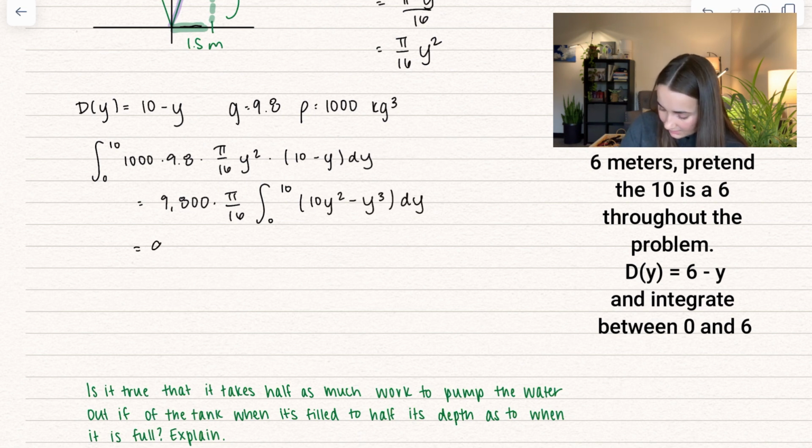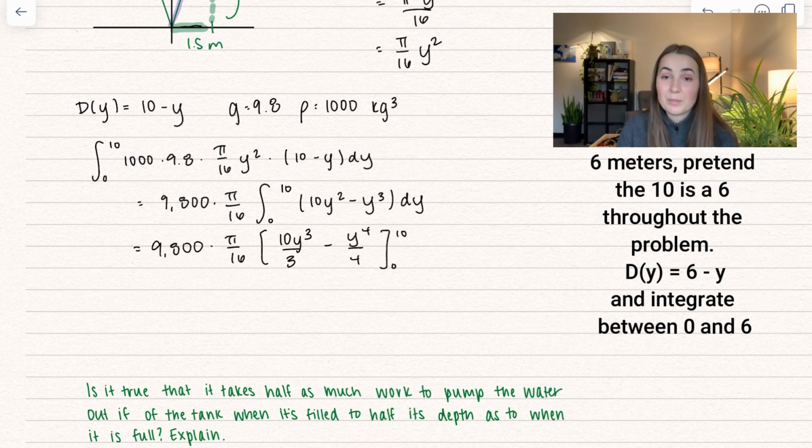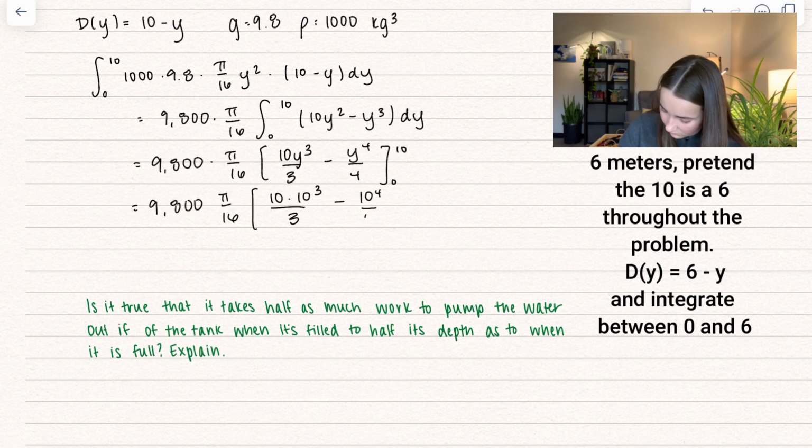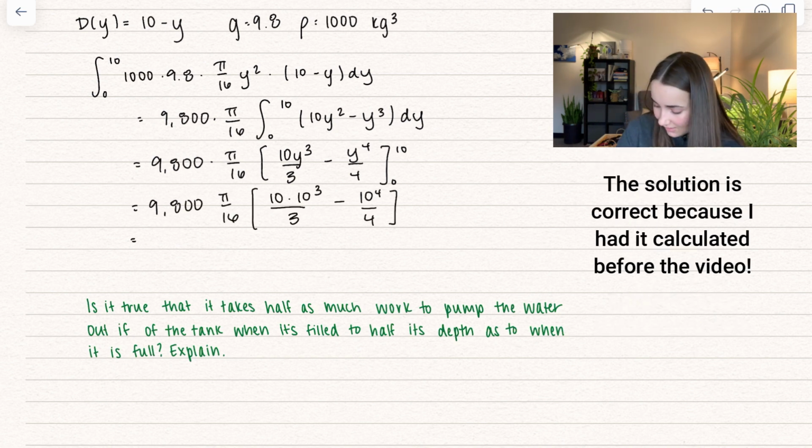Now we can go ahead and take the antiderivative. Here we can plug in upper minus lower. And so when we plug in 0, that's just going to be 0, so we can ignore it. So let's just plug in 10. And so this right here is equal to 207,816.408 joules. I went ahead and plugged that into a calculator in order to get the final solution.